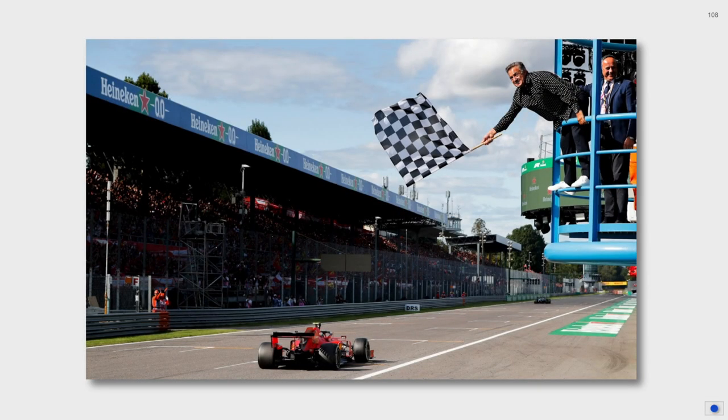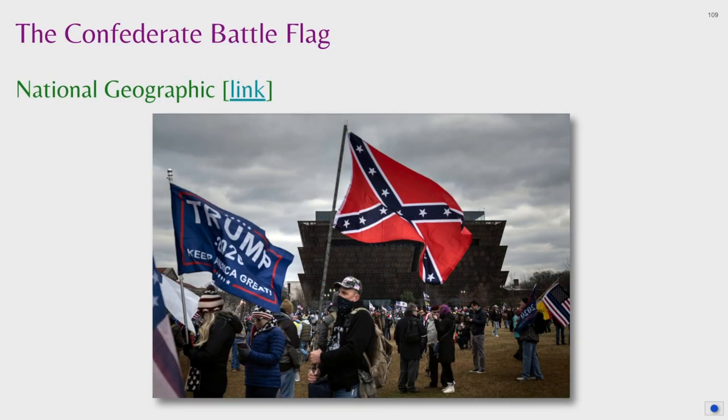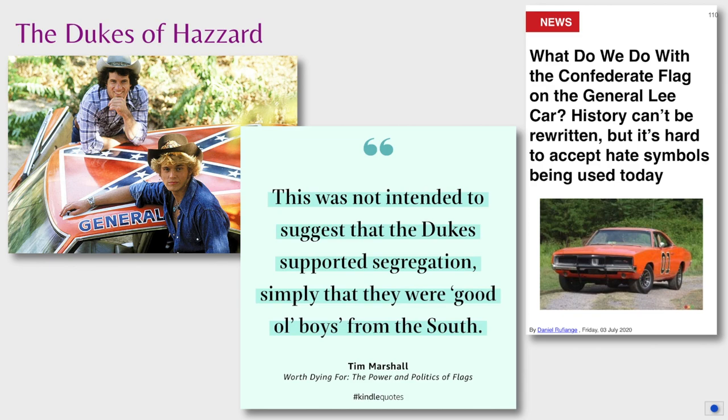Another flag which has a checkered past, the Confederate battle flag. Now, I most remember this flag from the roof of the General Lee car in the Dukes of Hazzard. For Tim Marshall, again, it clearly was not intended to suggest that the Dukes supported segregation, simply that they were good old boys from the South.